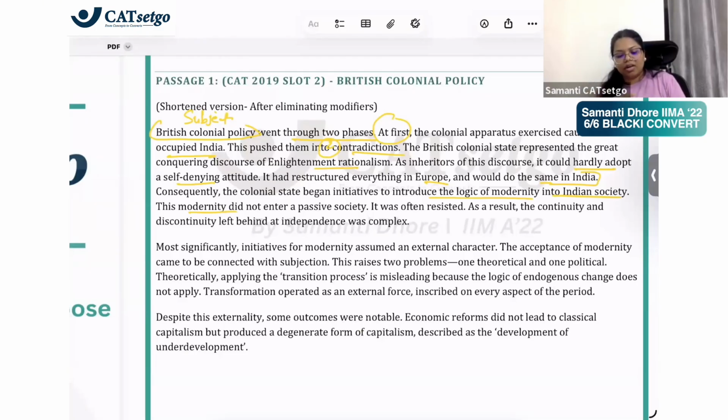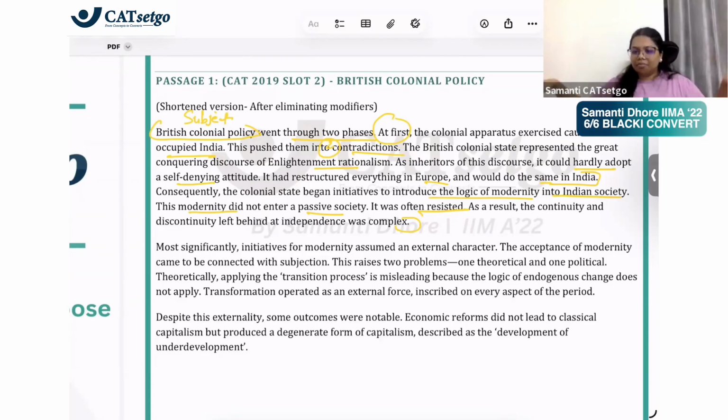But this modernity did not enter a passive society. It was often resisted. People resisted it. This is not our culture. So people resisted it. As a result, continuity and discontinuity left behind independence was complex. Because of that, what happened is half of the society became modern, half did not, and it was a very degenerate system. है ना, कहीं पे modern हो गया और वो आज भी हम face कर रहे हैं, by the way. Right? Our society in general is not uniform, right?